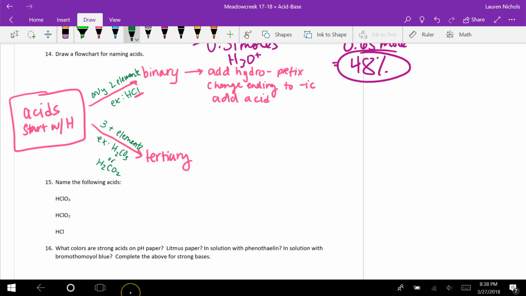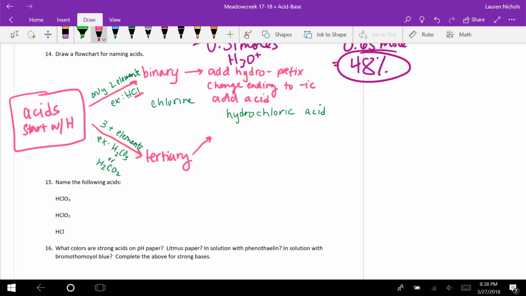So the way that plays out is Cl is chlorine. So you add the word hydro to the front. So hydrochloric, because we changed the ending to ic. And you add the word acid. So hydrochloric acid. Now, with tertiary compounds, they're not quite as easy because you have 2 types of polyatomic ions.